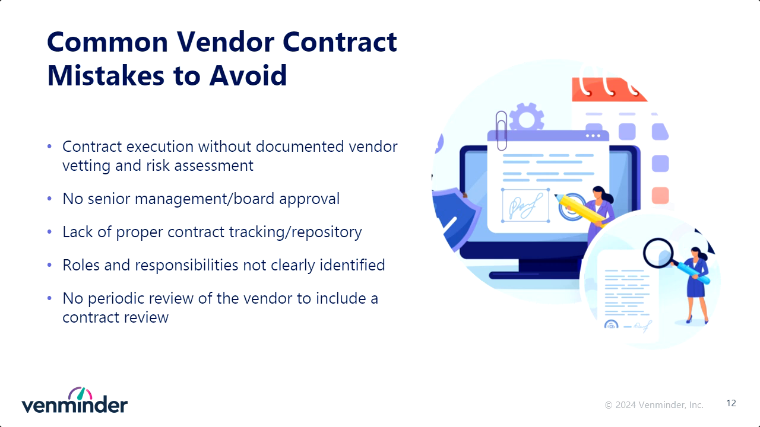Okay, and no matter how hard we all try, we do see some common mistakes made, and here's just a couple of them that seem to rise to the top. One is executing a contract without doing that appropriate vendor vetting and risk assessment ahead of time, not having the appropriate approval, and of course that's going to be set in your governance document, so not following the guidance that you have established for your organization.